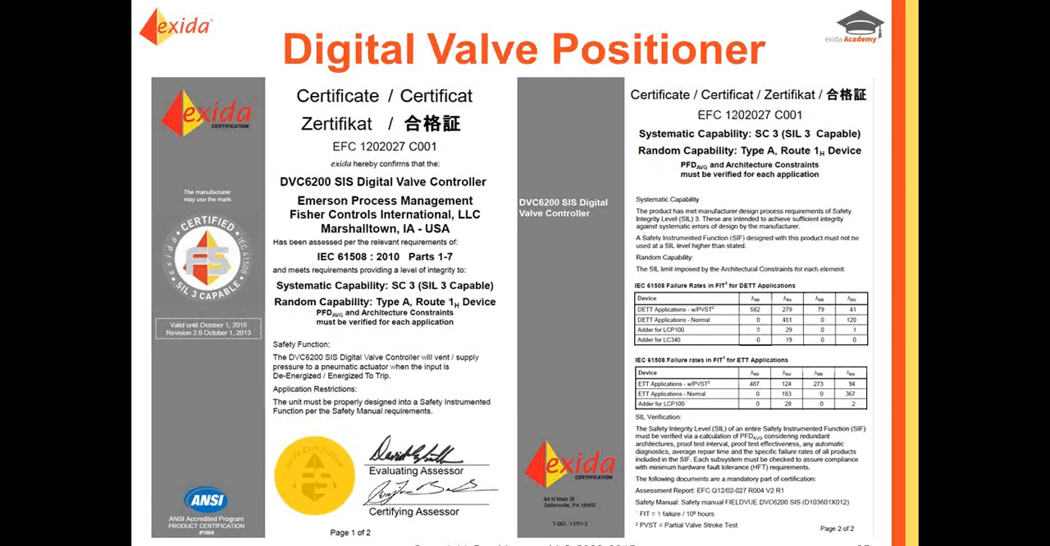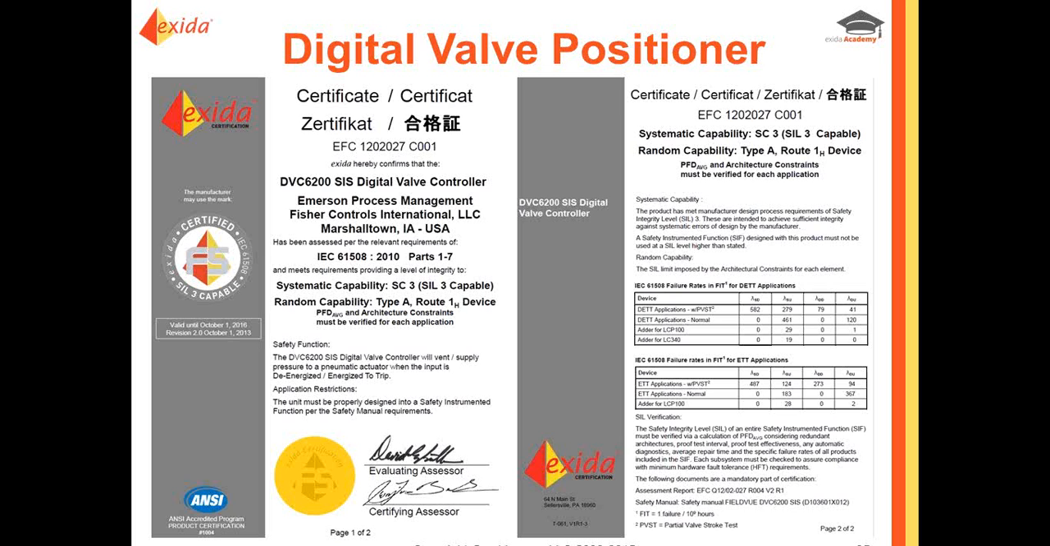Next, we're going to look at the digital valve positioner. And this is just, once again, a random one I picked off the SAEL. Once again, starting from left to right, you can see our ANSI logo, IEC 61508, SIL 3 capable. This is valid until October 1st, 2016. You can see the systematic capability is SIL 3 capable. The random capability, it's a type A device, and it was evaluated route 1H. It has your safety function and your application restrictions along with signatures.